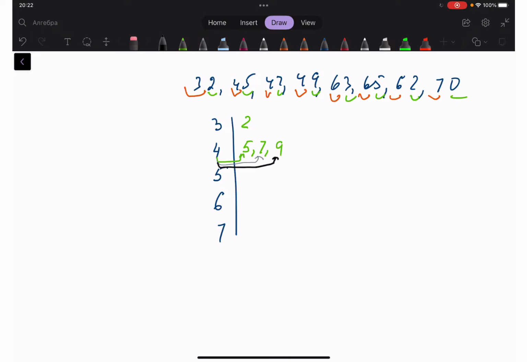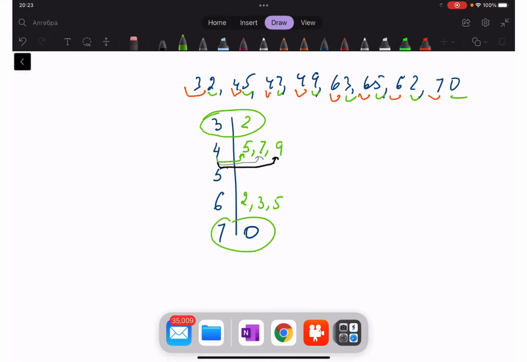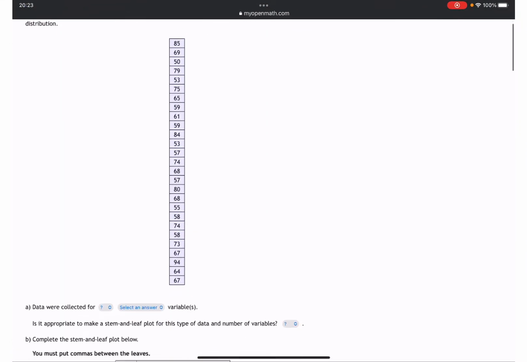Now with 50, it's missing, so I don't put anything here. I don't even put a zero, because if I put a zero, it's going to be read as 50, just like with 70, where I'm going to put a zero. Now with 60, we have the 3, 5, 2. I'm writing in ascending order: 2, 3, and 5. So in this stem and leaf diagram, the smallest number is going to be 32 and the biggest number is going to be 70.